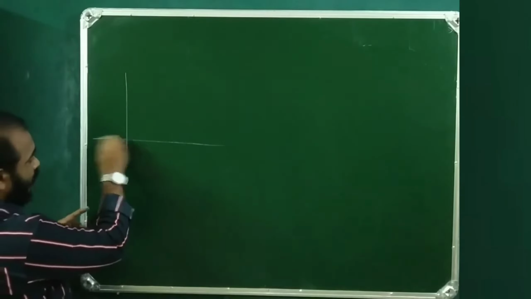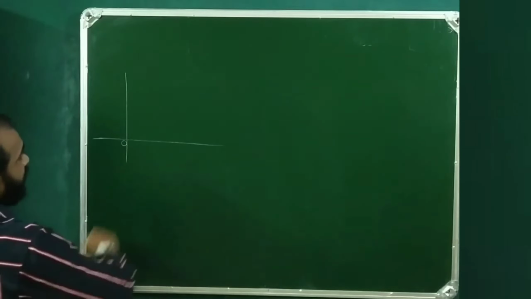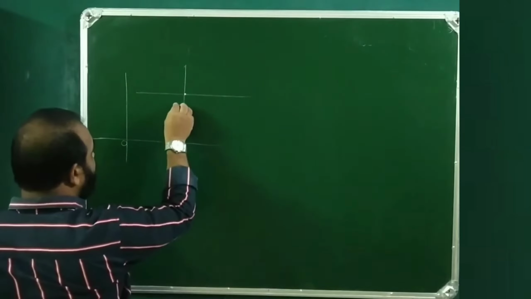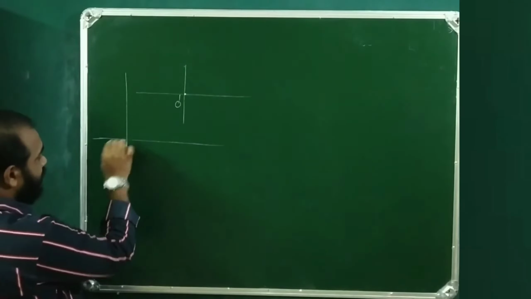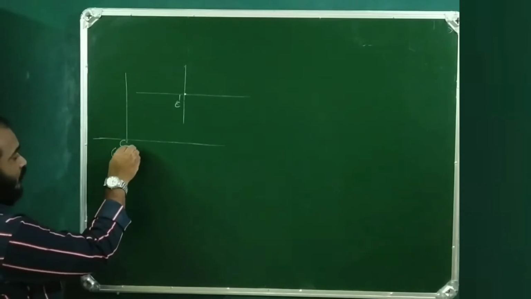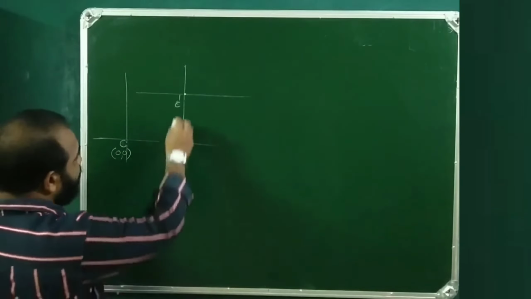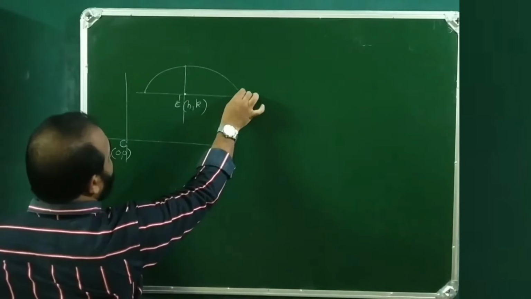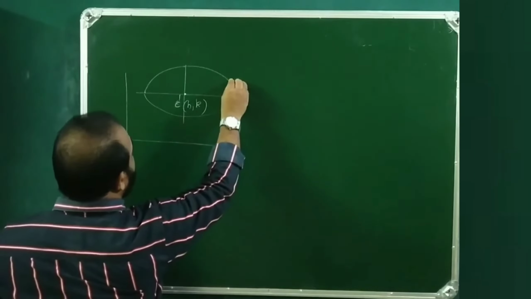Earlier this was the origin and this was the ellipse. Now the origin is shifted to some other point here. So this origin O dash is now this. Earlier C is this. Now C dash is this. Earlier C is origin 0, 0. Now it is shifted to C dash. What is C dash? H comma K. Now the new ellipse is this.